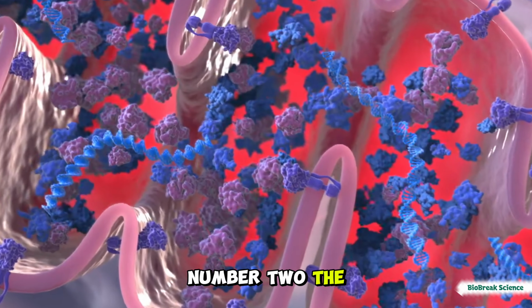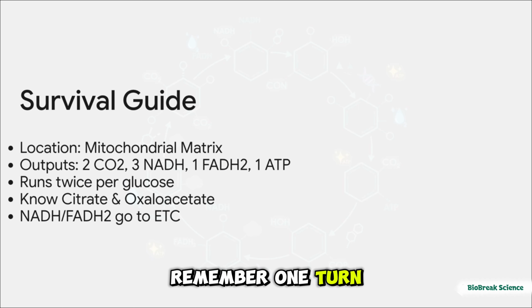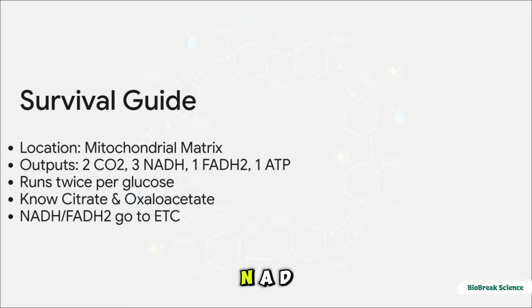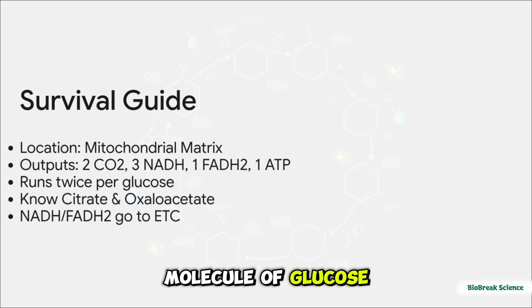Number 2, the outputs per turn. Remember, 1 turn yields 2 CO2, 3 NADH, 1 FADH2, and 1 ATP. Number 3, the multiplier. The cycle runs twice for every 1 molecule of glucose, so always double those outputs for your total yield. Number 4, know the key players by name. The cycle begins when acetyl-CoA combines with oxaloacetate to form citrate.